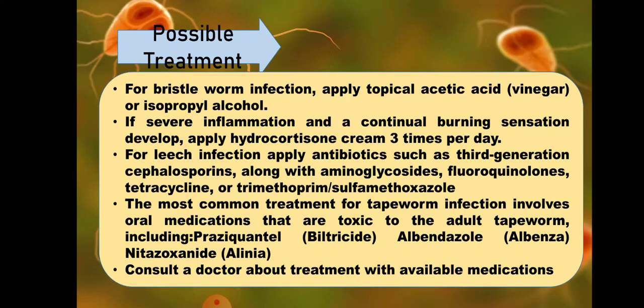So, these are the possible treatments for all the parasitic segmented worms that I've discussed. For bristleworm infection, apply topical acetic acid, vinegar, or isopropyl alcohol. If severe inflammation and continual burning sensation develop, apply hydrocortisone cream 3 times per day.